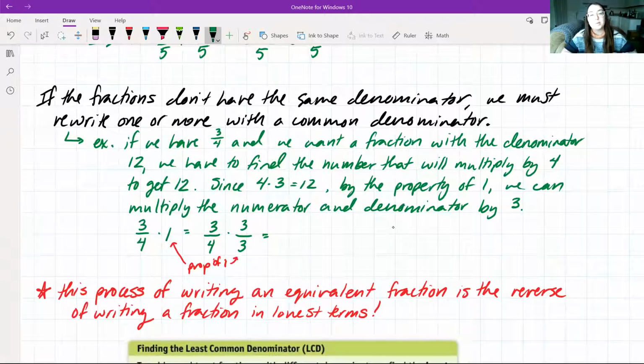And remember, this is the property of 1. Now we can simplify because we wanted our denominator to be 12. We get 3 times 3 divided by 4 times 3, which is going to give us 9 divided by 12. This process of writing an equivalent fraction is just the reverse of writing a fraction in lowest terms. Instead of having a fraction and finding common factors that can divide out or cancel each other out to get the lowest terms, now we're taking the lowest terms and multiplying to get a larger number, most often with a different denominator.